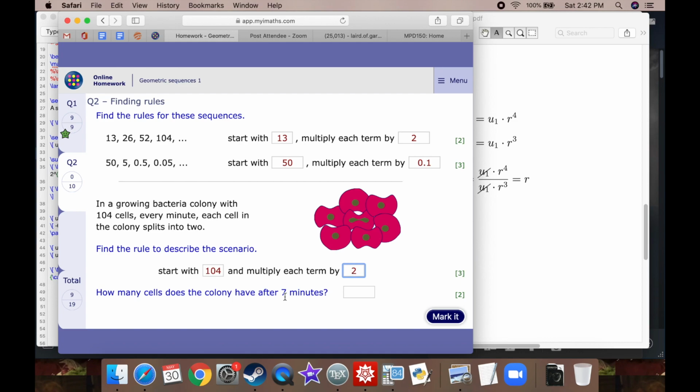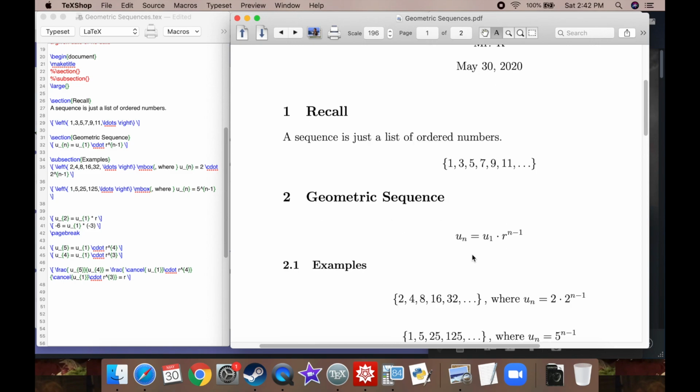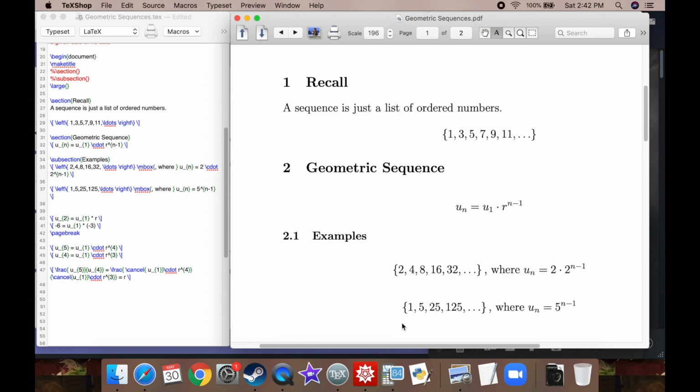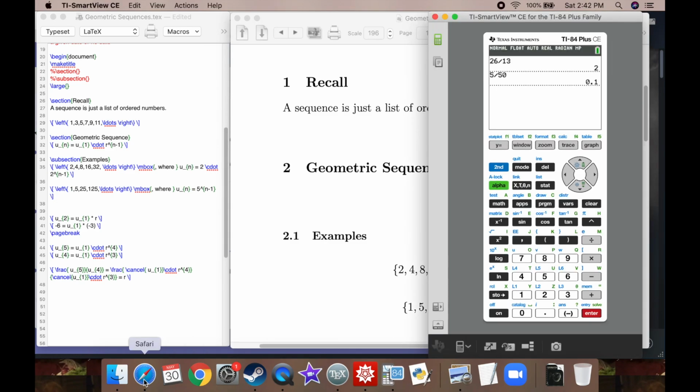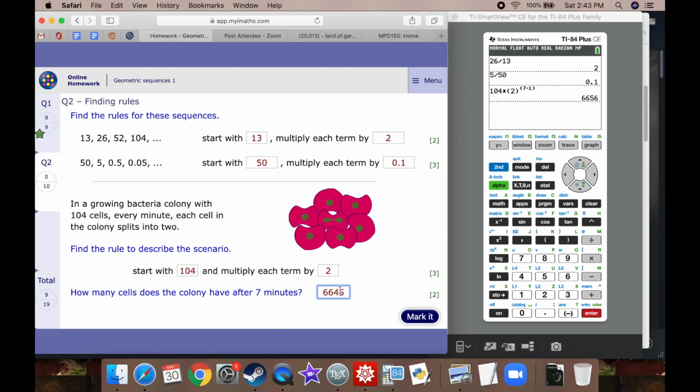All right. How many cells does the colony have after 7 minutes? Okay. Well, that's pretty easy. Let's use our cool formula. Recall that the formula is this one. It's the first term times r to the n minus 1. Okay, so the first term is 104, and we're going to multiply this by 2 raised to the n minus 1 power. Well, n here is 7, so 7 minus 1 power. 6656. That's how many cells are going to be in the Petri dish after 7 minutes.